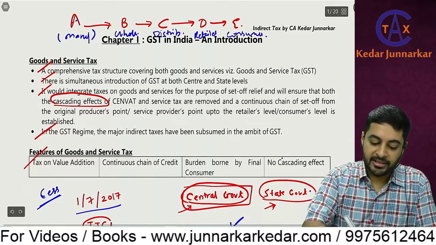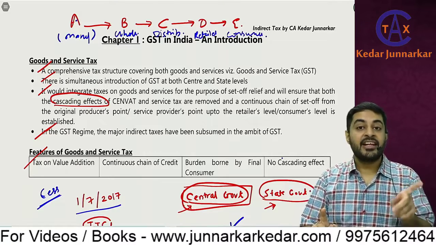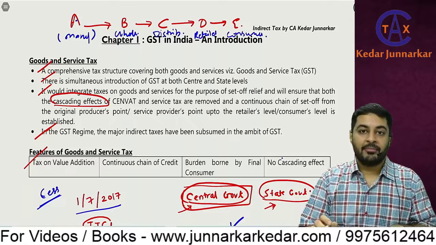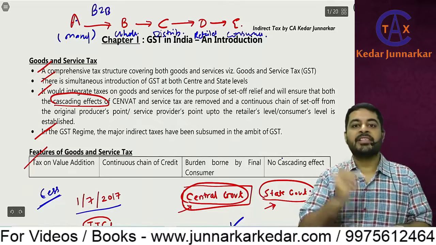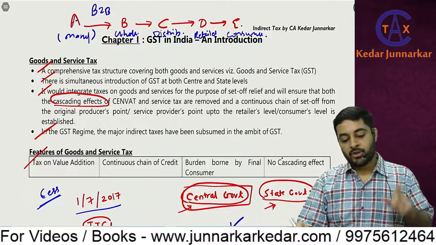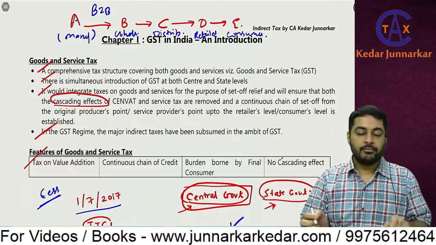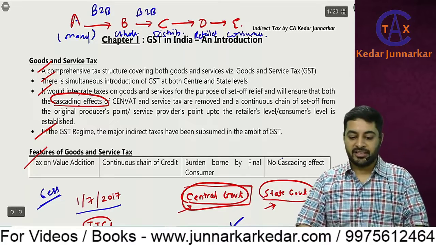So in this case, A sells to B. Which of the transactions are in business? A to B is a business transaction because B is also into business. So this will be called B to B, business to business transaction. So A will charge tax, B will get credit. Then B sells to C, both are into business. So this is also a B to B transaction, business to business.